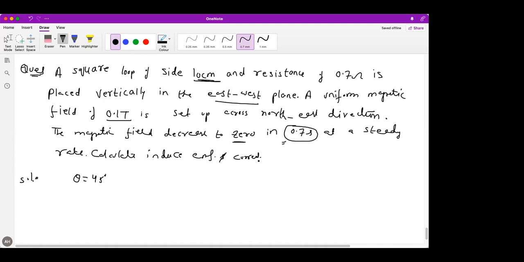See, if you understand Faraday's law, then the entire chapter is very easy. It revolves around Faraday's law. So it's a very small chapter, just 3 to 4 topics in this chapter.